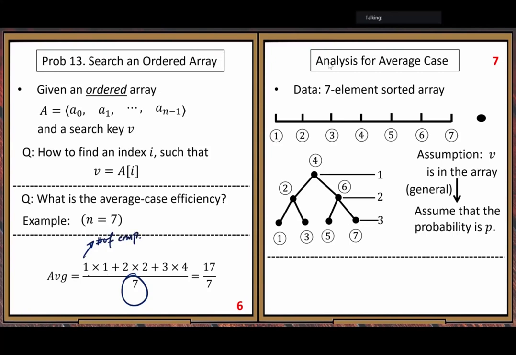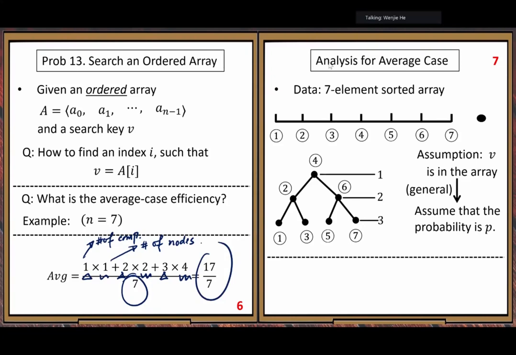Okay. So the first level, 1 comparison. Second level, 2 comparisons. Third level, 3 comparisons. The second one, number of nodes in this level. The first level, 1 node. Second level, 2 nodes. Third level, 4 nodes, and so on. Then we calculate. We can find the answer.